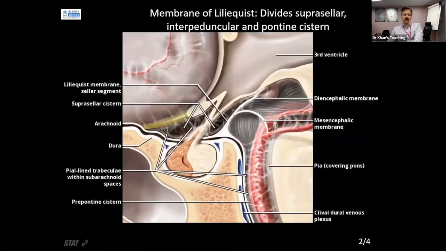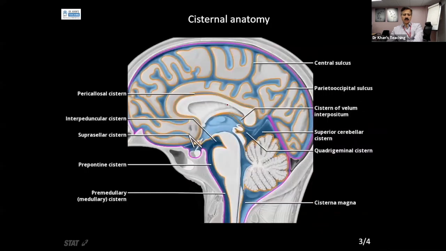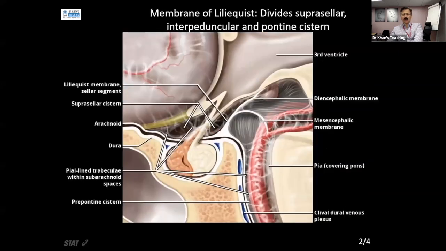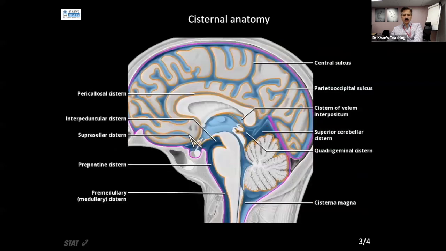So, cisterns. This is a bit of a repetition, but there is a concept of arachnoid. You don't have to know it, but this is just for your knowledge. You don't have to remember it for your exam. But within the CSF spaces, there are double layers of arachnoid, known as the Liliequist membrane of the sellar segment, and it divides the suprasellar cistern and the interpeduncular cistern. Radiologically speaking, you don't have to remember that.